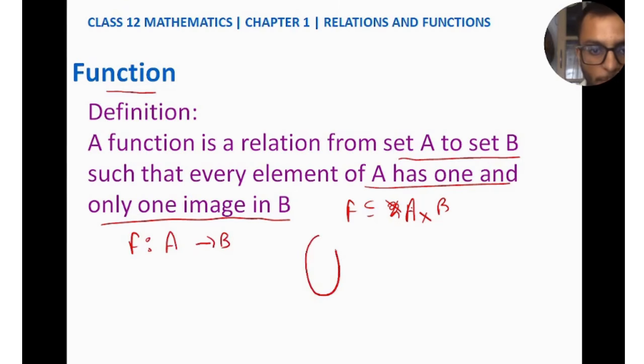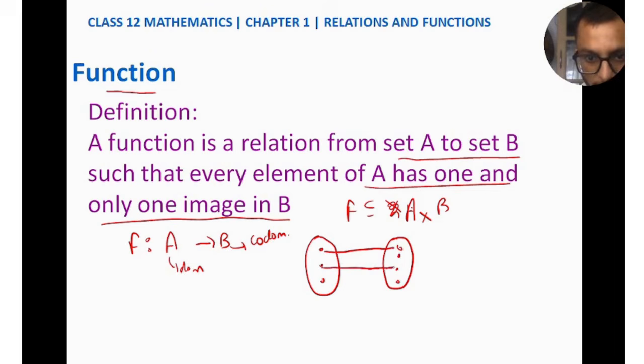It should have the property that whatever element you take from A, where A is called the domain and B is the codomain, for every element in A you should have only one image in B. Only one image in B. And this type of relation is called a function.